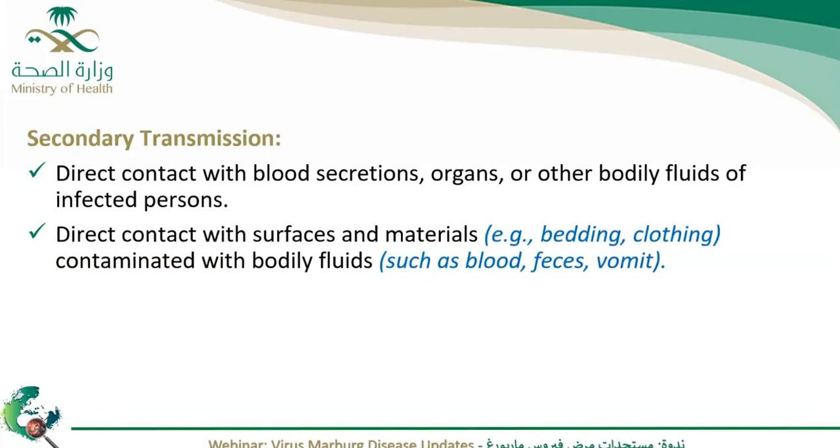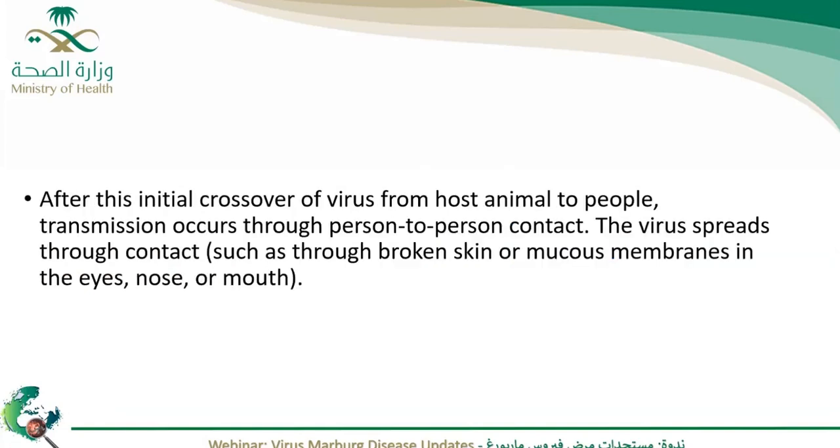After this initial crossover of the virus from the host animal to people, transmission occurs through person-to-person contact, and the virus spreads through contact such as through broken skin or mucous membranes in the eyes, nose, or mouth.